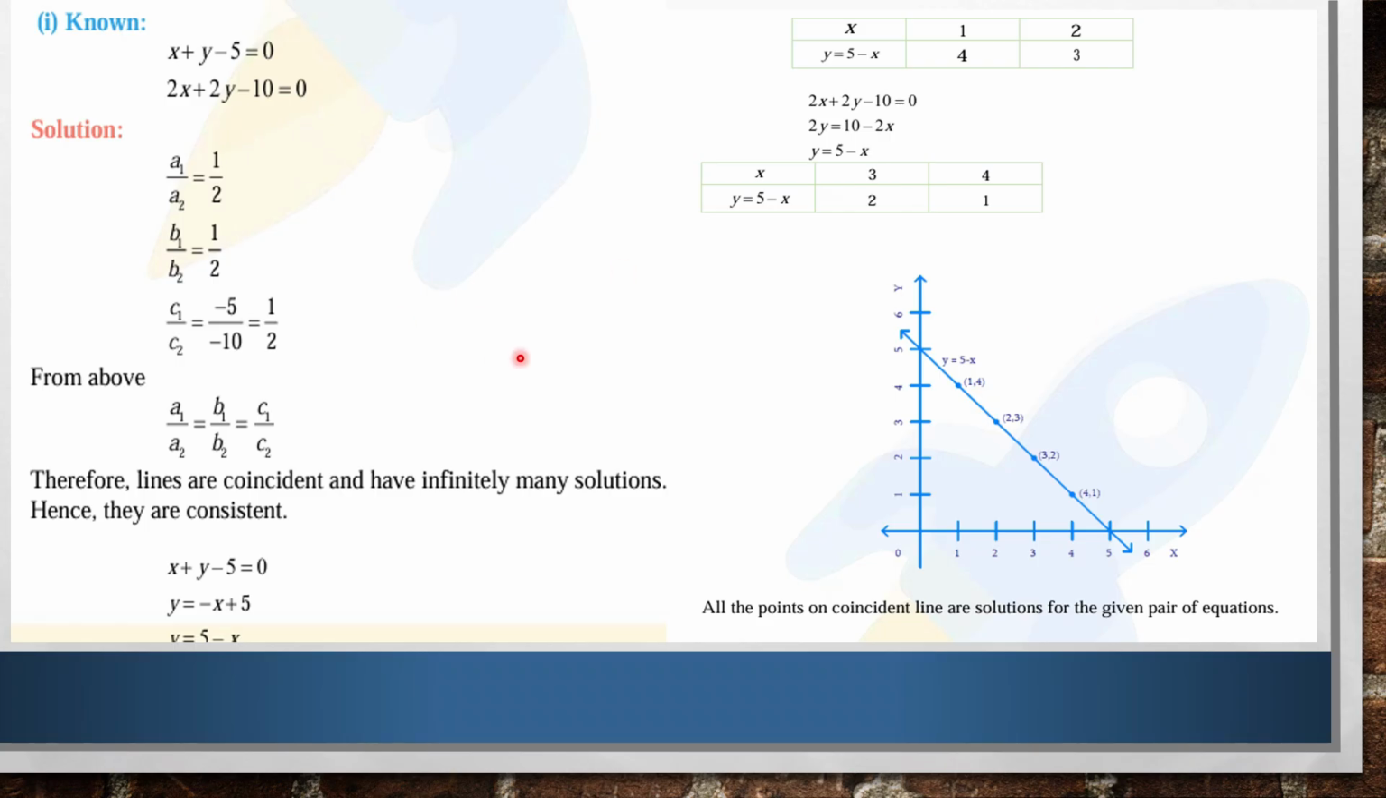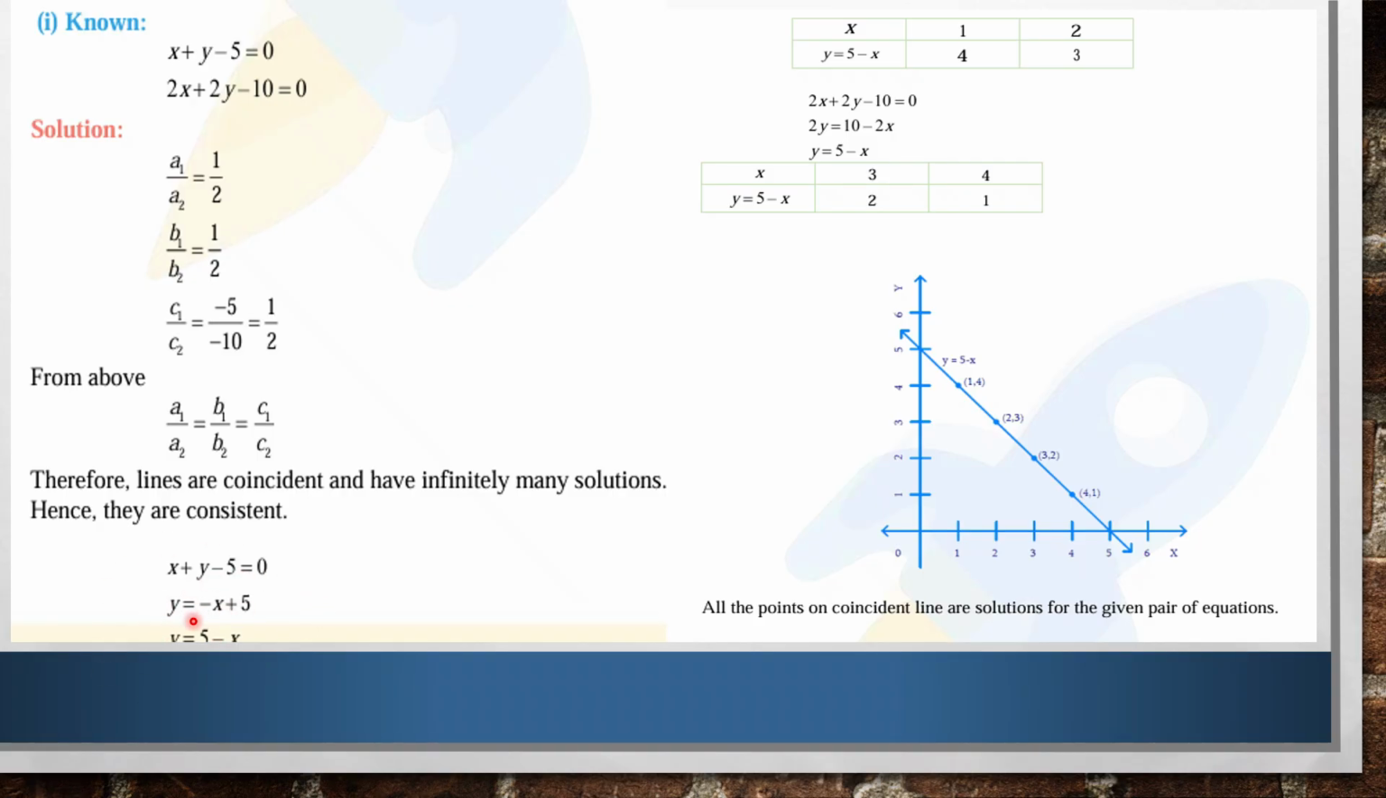So let us solve the fourth main problem. It is already given in the question that if the answer is consistent, we have to solve graphically. First one, let us solve. x plus y minus 5 is equal to 0, 2x plus 2y minus 10 is equal to 0. By using the formula, a1 by a2 is 1 by 2, b1 by b2 is 1 by 2, c1 by c2 is 1 by 2. I can say a1 by a2 is equal to b1 by b2 is equal to c1 by c2, which means it is consistent. In the question, it is already said that if it is consistent, we have to draw the graph here. So I have to take the values here. So x plus y minus 5 is equal to 0.